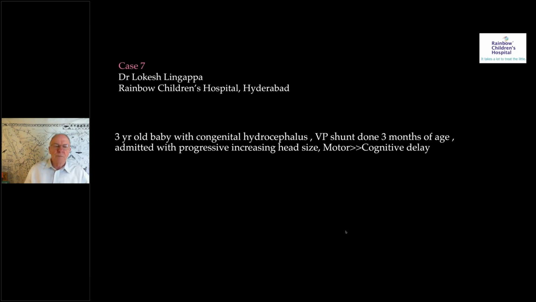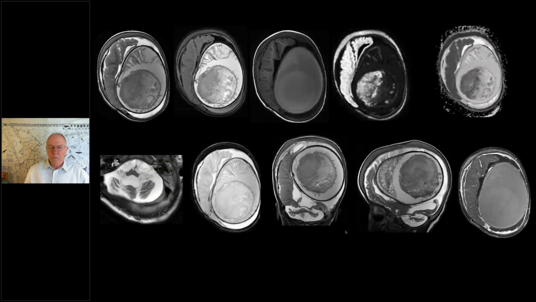So child was on VP shunt since age of three months. So long course of VP shunting. And here we have the MR images.